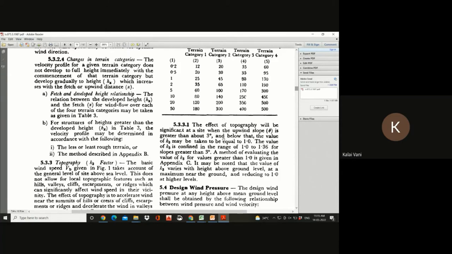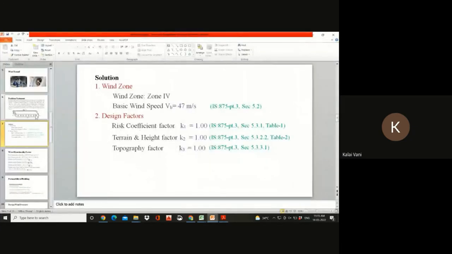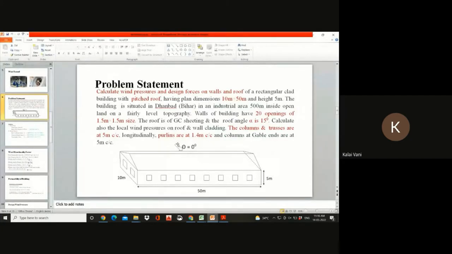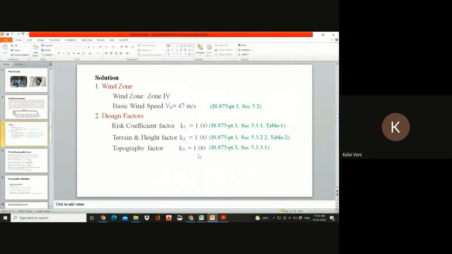So this K3 is based on your upwind slope direction. Here in your problem, it is given as 0 degree, right? In the picture, you can see your wind slope is at 0 degree. So here you can consider K3 as 1, because when it is above 3 degrees, you interpolate between 1 and 1.36. Since it is 0 degree, you consider it as 1. So K1, K2, K3 we have found.